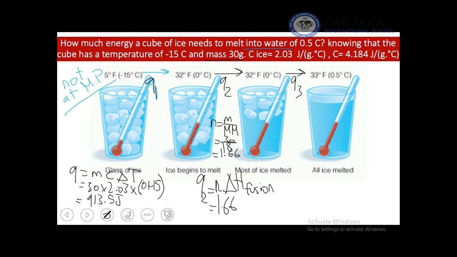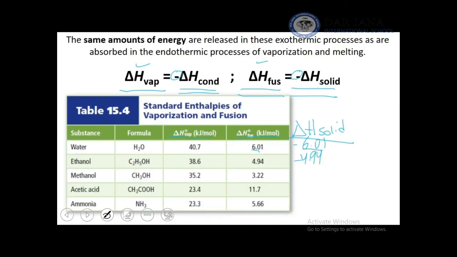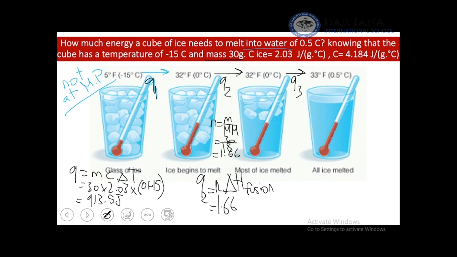The molar heat of fusion, as we said previously, for water is 6.01. We multiply 1.66 times 6010. Don't forget that the value is in kilojoules, and here it's in joules. The answer will be 976.6 joules.